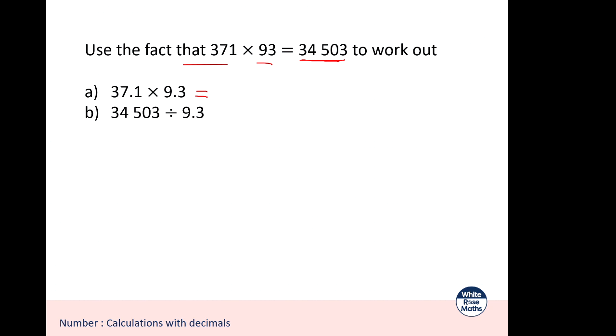So overall, I'm going to divide my answer by 100. So my answer would be 345.03.